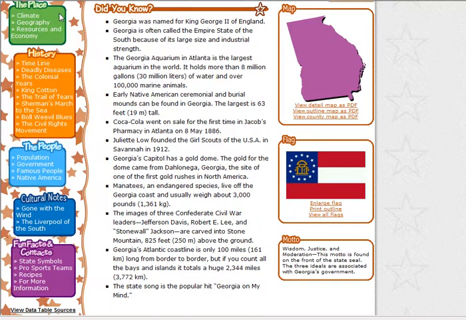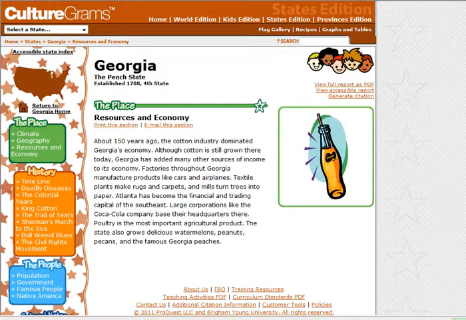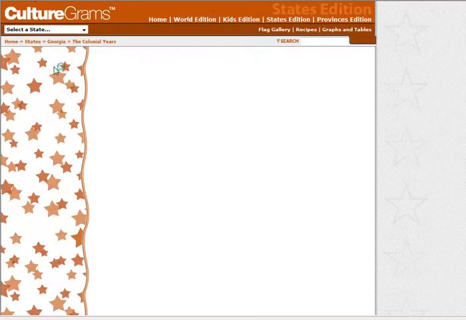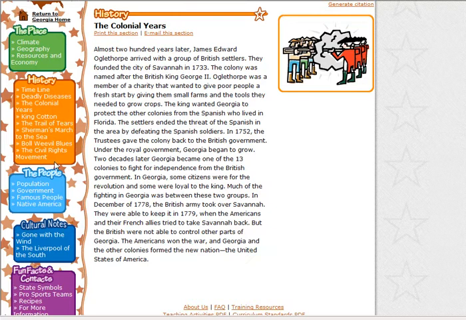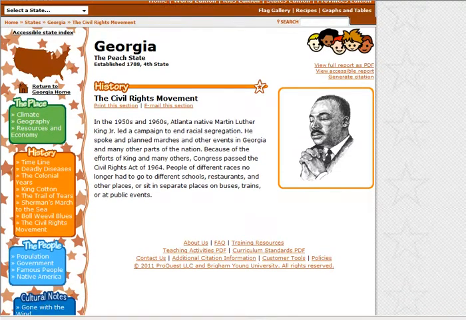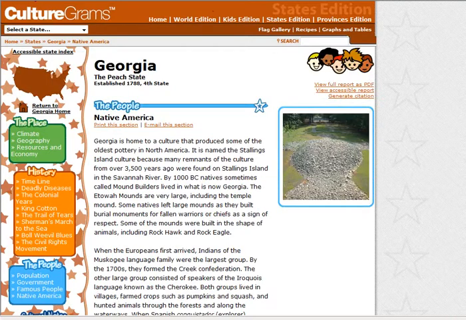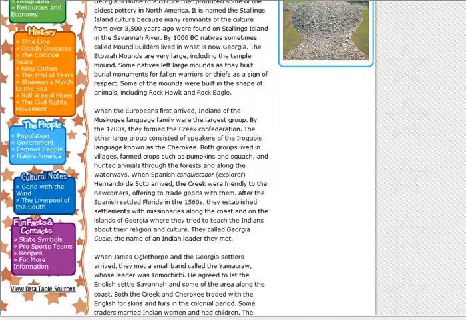Over to the left are our facts. We can find out about the climate and the geography, the resources and economy in Georgia, as well as our historical timeline. Our 4th grade studies colonial America, so they might find this information about the colonial years in Georgia useful. Our 6th grade studies civil rights, so they might find this link about civil rights in Georgia helpful for their research. We can find out the population, the government, famous people, and our 4th grade also studies Native Americans, and Georgia has a very strong Native American history, and a lot of the information is listed here.